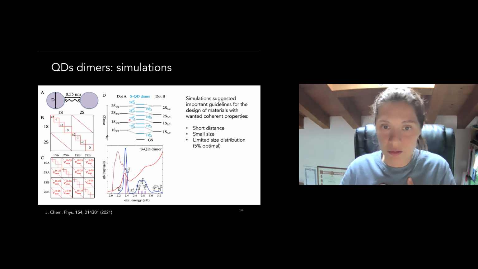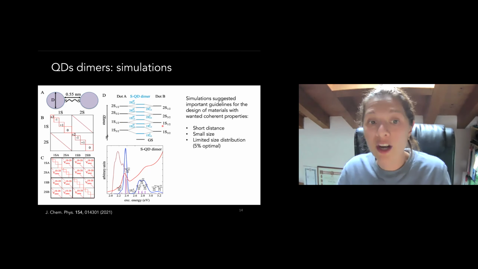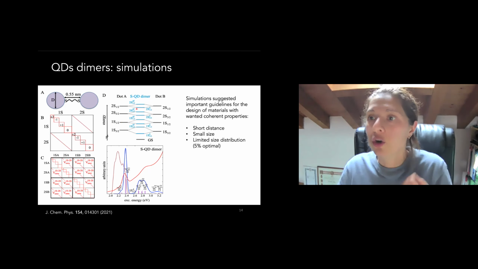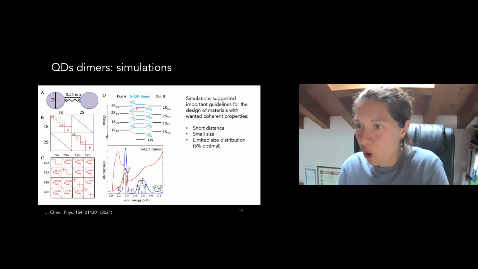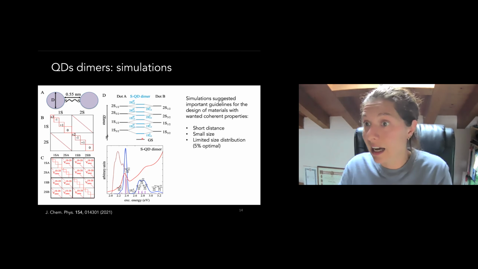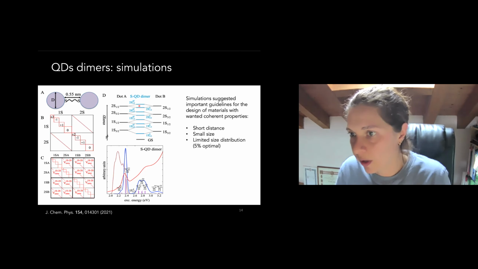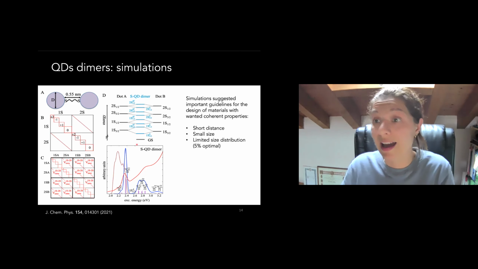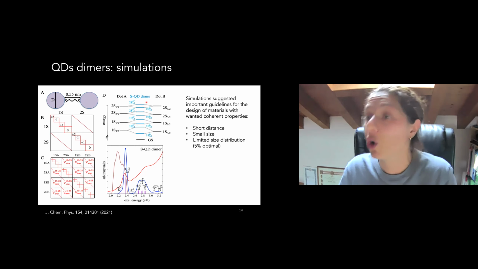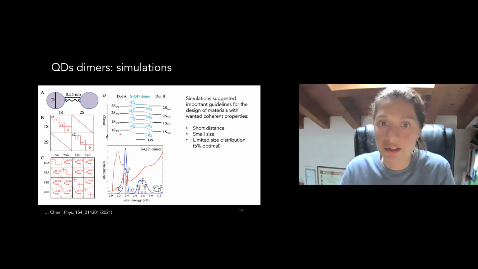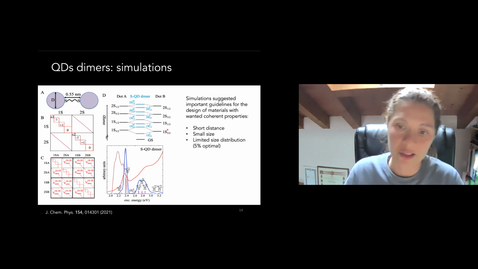These are two single dots. When you turn on a coupling between them, then you form a dimer. And the dimer, if the coupling is high enough, has new eigenvectors and new eigenfunctions, these delocalized new states that collectively represent a more complex structure than the single monomer actually has.